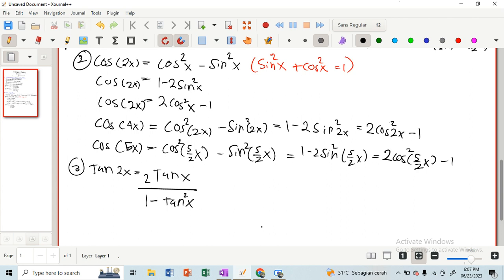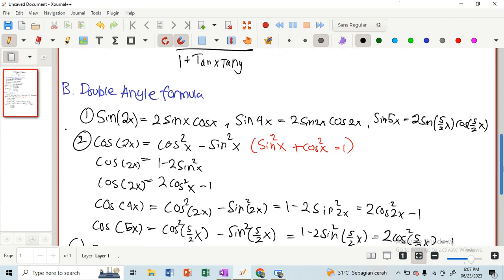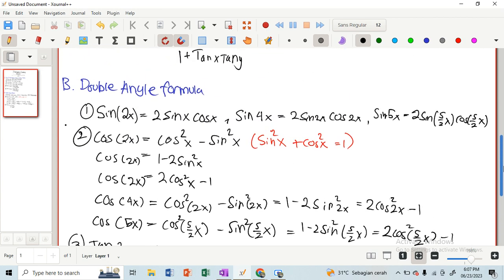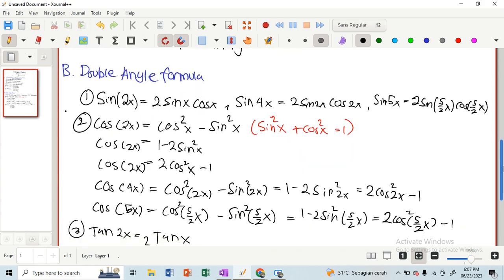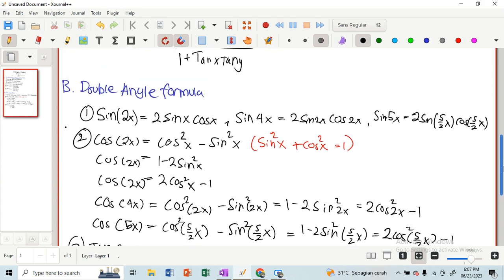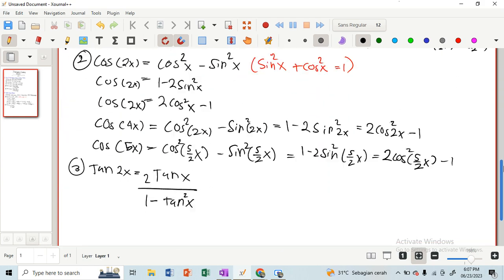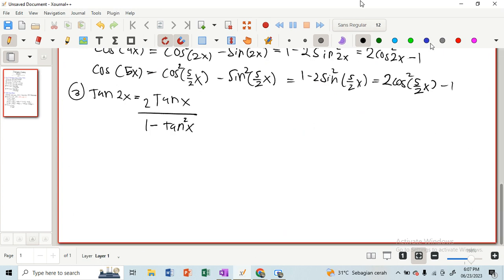And again, you could change this formula based on the circumstances in the question, in the problem. Okay, this is for the double angle formula. I think that's enough for the double angle formula. Okay, let's move on to the half angle formula.